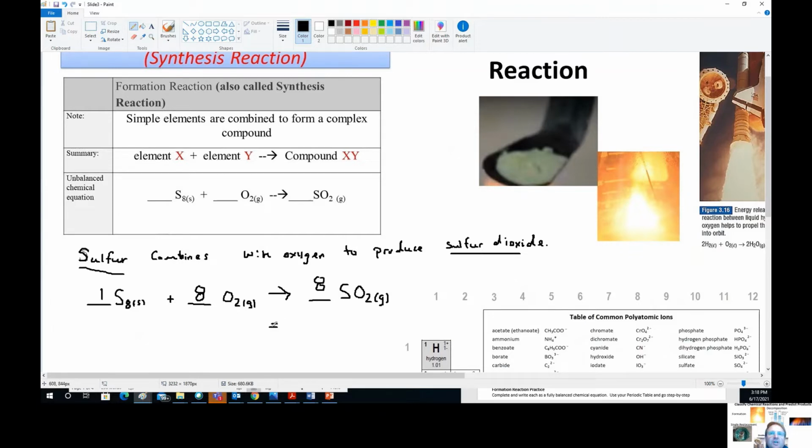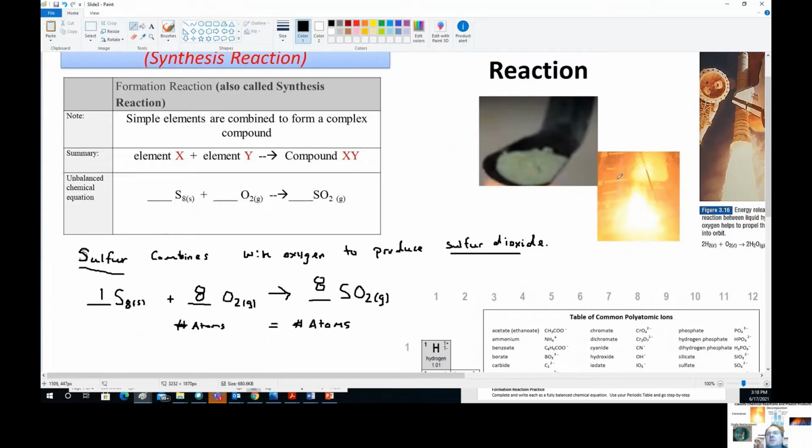The conservation of mass: the number of atoms on the reactants has to equal the number of atoms on the products. That's just standard. Okay, so that is a synthesis reaction. We've made sulfur dioxide. It would be released in this very little hot reaction here.